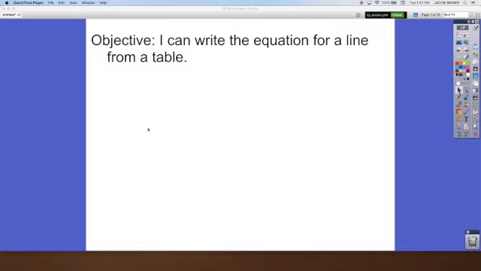Yesterday we looked at story problems, and we wrote the equation. Today we're going to look at tables and write the equation. And then eventually we're going to have the story problems where we might create a table and create the equation all at the same time. That's where I think we may try to go tomorrow. So, with that being said, here's our objective. I can write the equation for a line from a table.